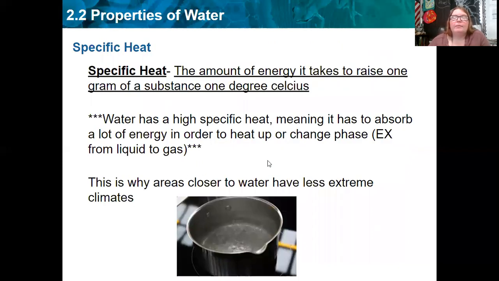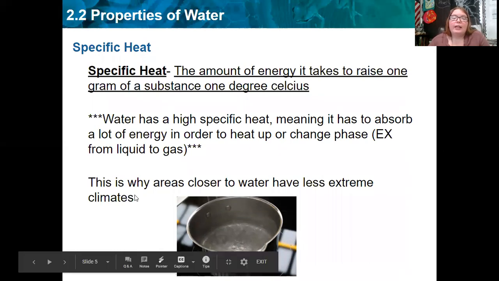So specific heat. This means the amount of energy that it takes to raise 1 gram of a substance 1 degree Celsius. So water has a high specific heat. This means it can absorb a lot of energy. This is because water tends to stick together, so it takes a whole lot of energy in order to make water do anything. So like when you boil water, it takes a minute, right? That's because you're having to add enough energy to overcome all of those hydrogen bonds and make it basically turn into a gas. That's what's happening when you're boiling water.